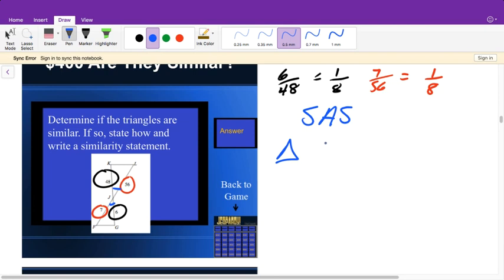So triangle KLJ is similar to triangle GFJ. I went from none to the longest, so none to the longest, so GFJ.